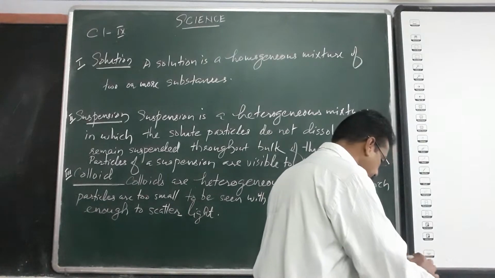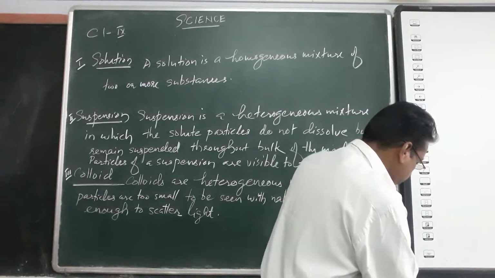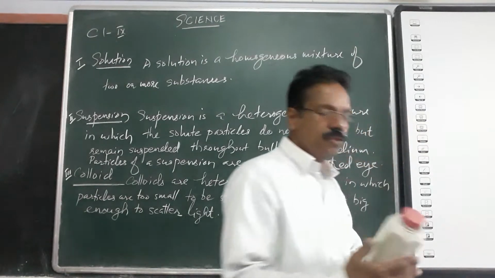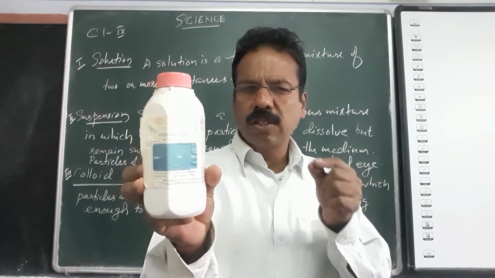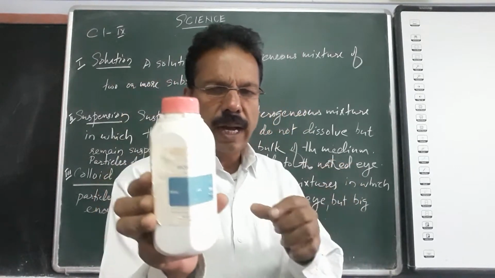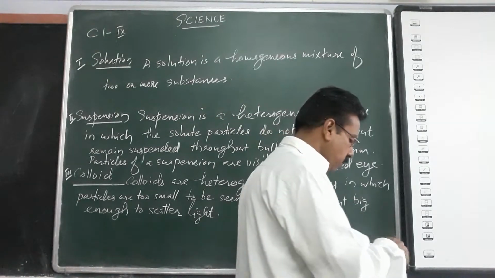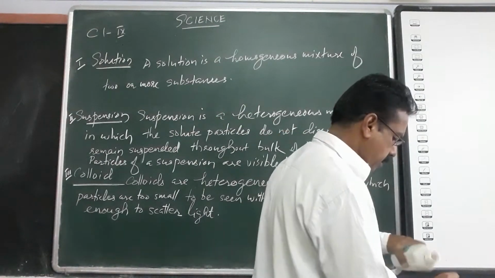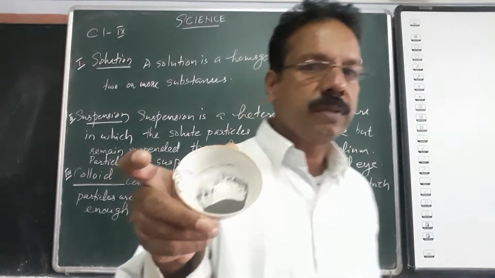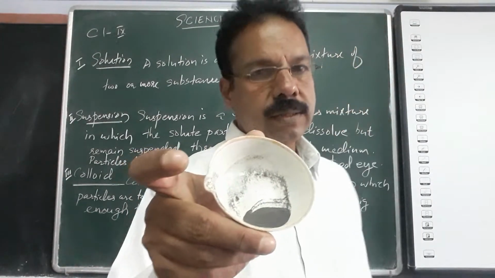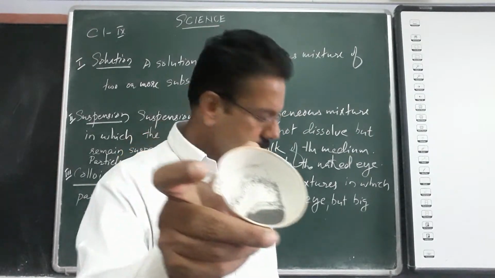And another substance, this is iron filings. That means iron powder, small pieces of iron. I will show you the appearance of iron filings. That is black in color.